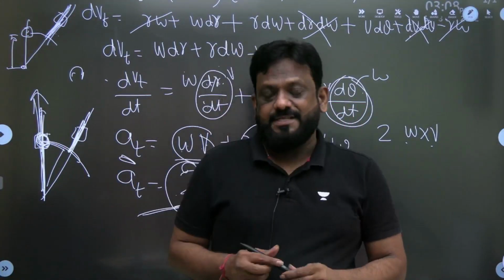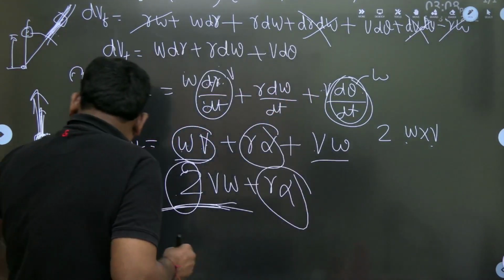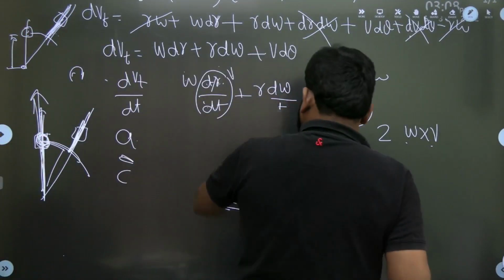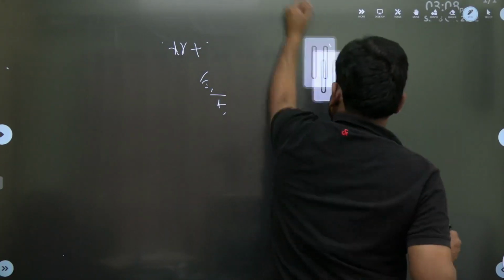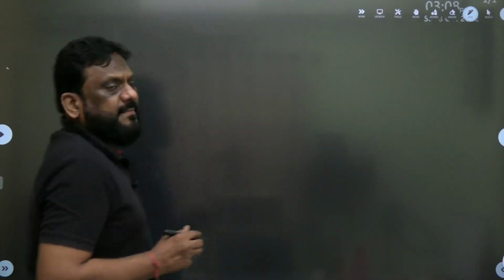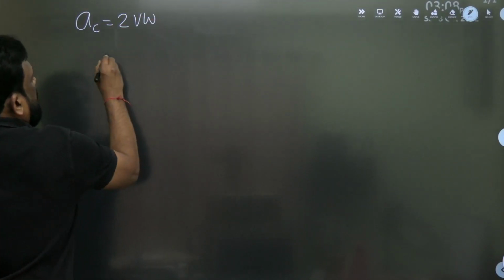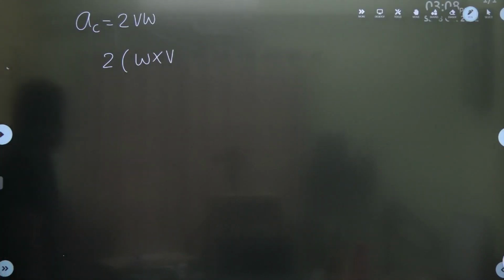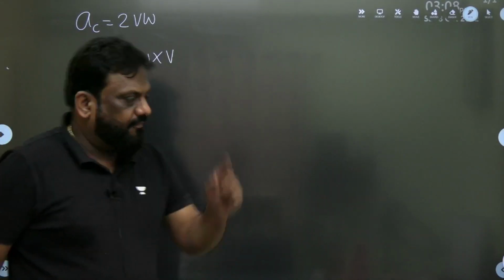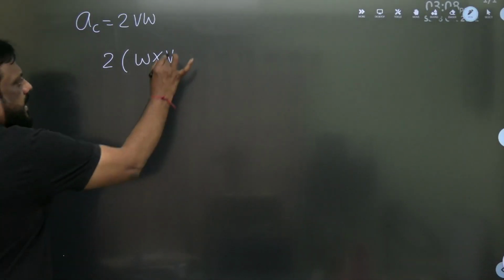Wonderful, my dear students. Now let us see the direction of the Coriolis component of acceleration and one more golden point. The Coriolis component of acceleration is given by 2v omega, or it is a cross product of omega and v, taking 2 as a constant. How do I find out the direction? Look at carefully. I will tell you in a very simple way. Don't worry. Let's find out the direction.